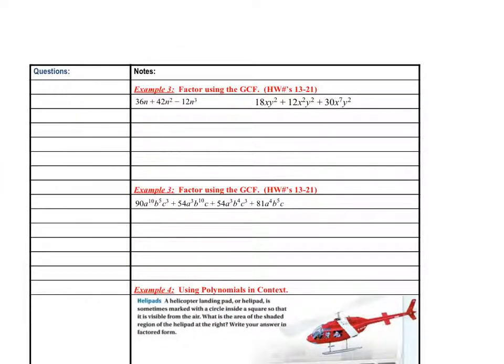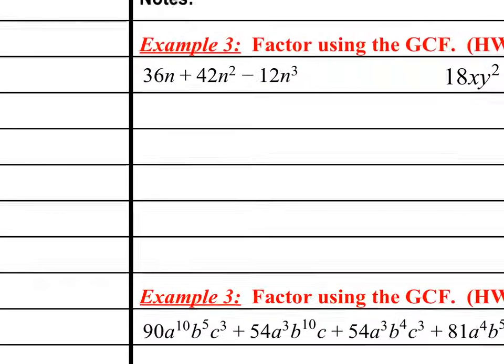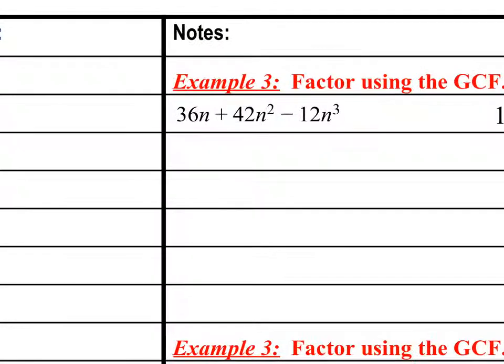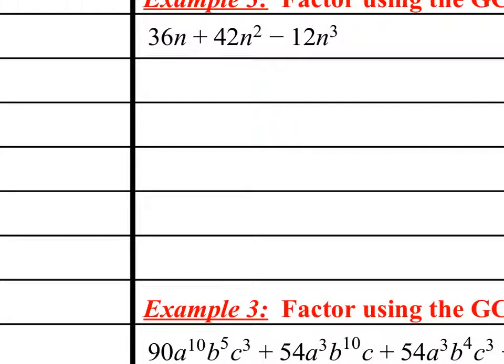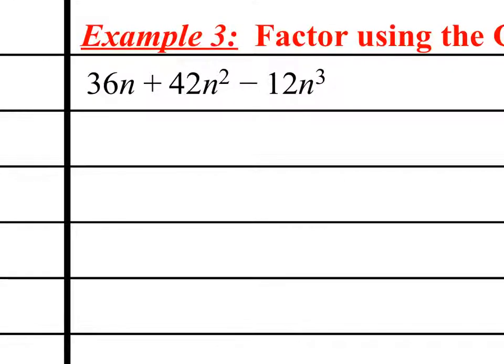Notice how I said factor using the GCF? You actually have to put the GCF outside, and then whatever is left in parentheses. If I say factor, I mean I want something outside and then parentheses. Okay, look at the numbers first. 36, 42, 12. Tell your partner, what can they all divide by? What's the highest number?